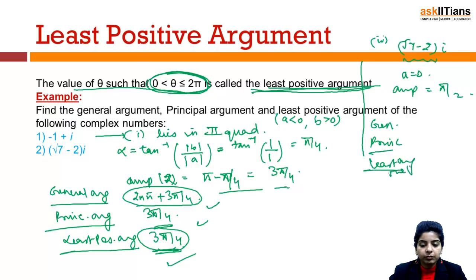And therefore the general argument, principal argument and least positive argument. My general argument becomes 2n pi plus pi by 2. The principal argument is pi by 2, and the least positive is also pi by 2. So I hope this concept of argument must be clear by now, and I am repeating, this concept is extremely important. You can expect questions based on this concept, and in fact this concept is also used in various other concepts that we'll be studying later in complex numbers itself. So do focus on this. Practice a very good number of questions on this topic also.